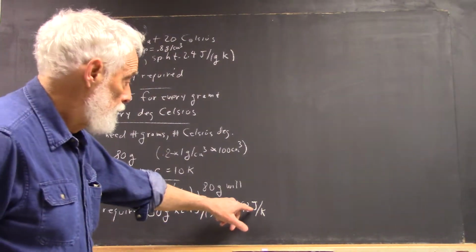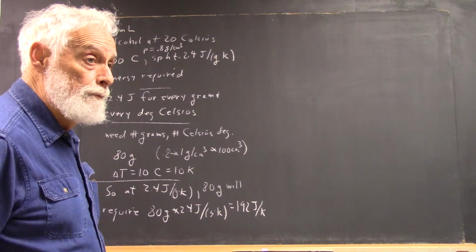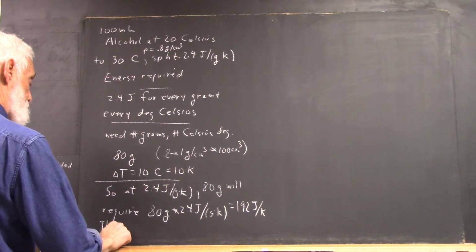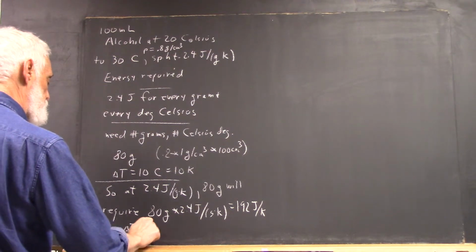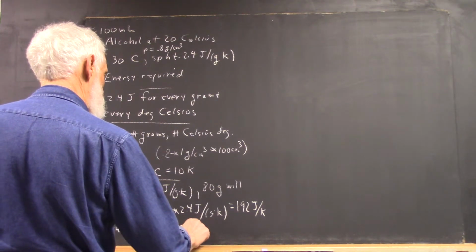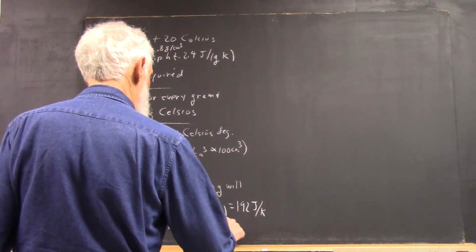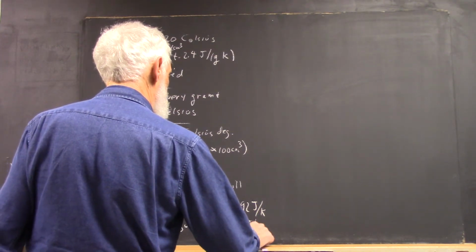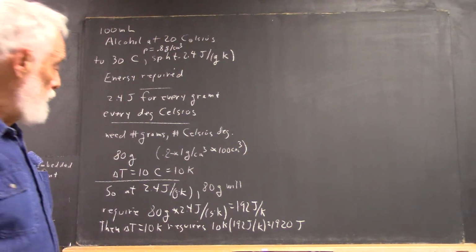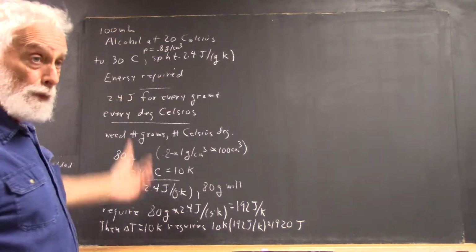So you could say, well, that's going to require 192 joules per every Kelvin degree, right? So then delta T 10 Kelvin requires 10 Kelvin times 192 joules per Kelvin equals 1920 joules. And there you've got it. Now, this is a preliminary question. This is not the question posed in the problem.